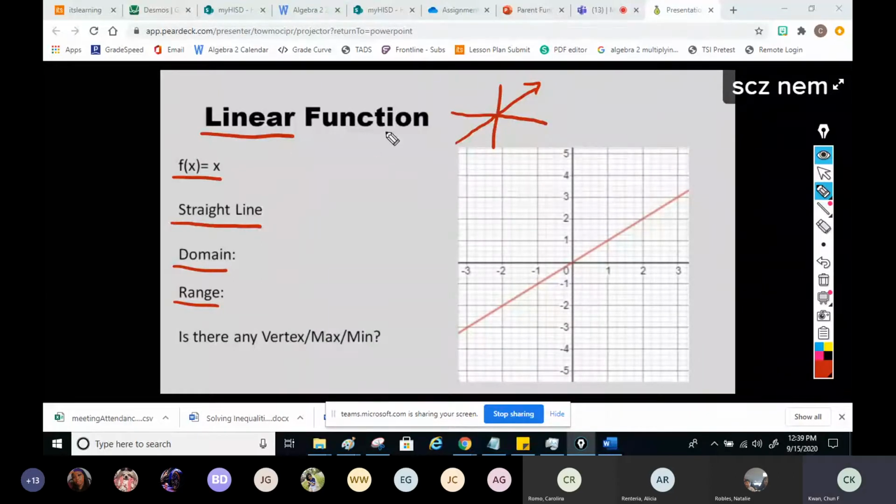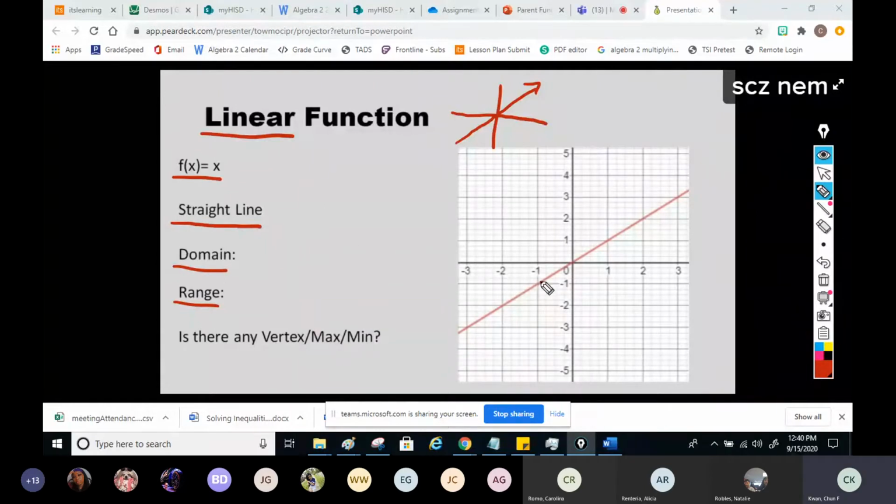All right, linear functions. The equation is f of x equals x. So this is the most fundamental, most basic function of all. It is basically just one straight line, okay? Just one straight line. And then make sure you understand if it's a straight line, it's a linear function. And then linear functions, we can use them to make predictions, just like any other graph.